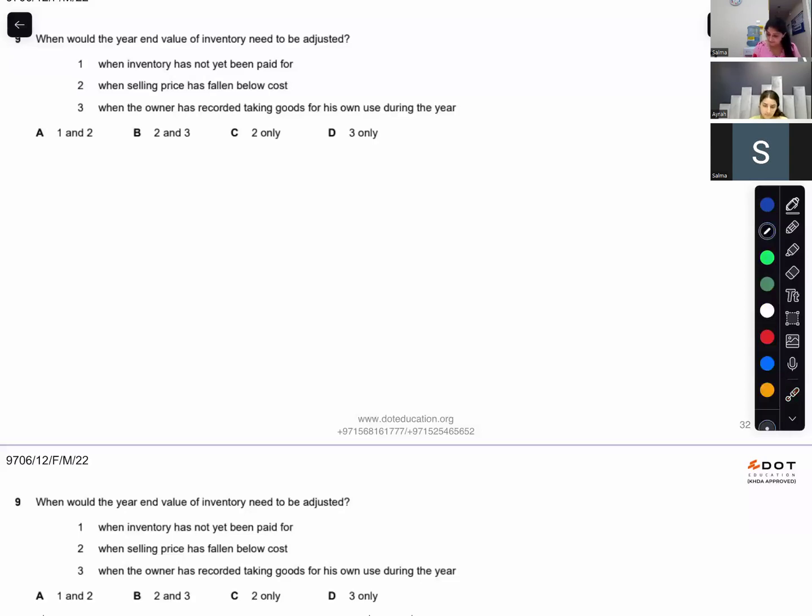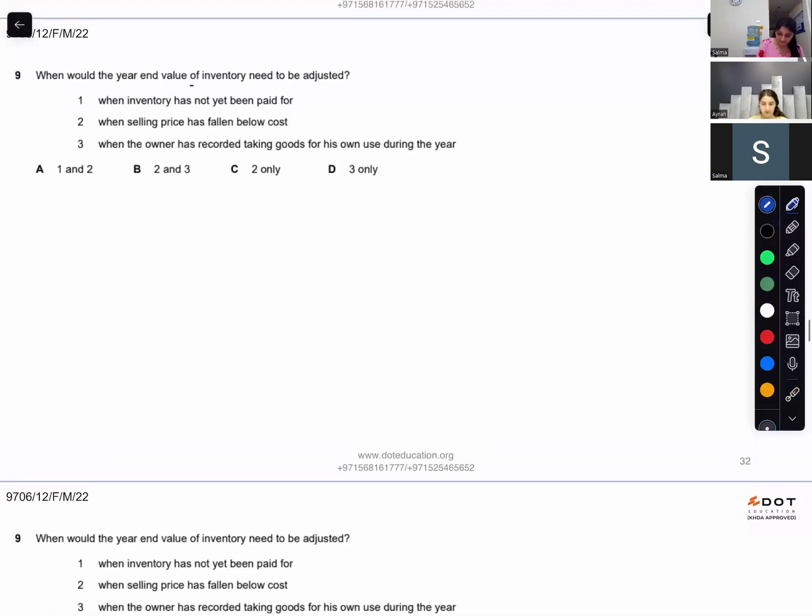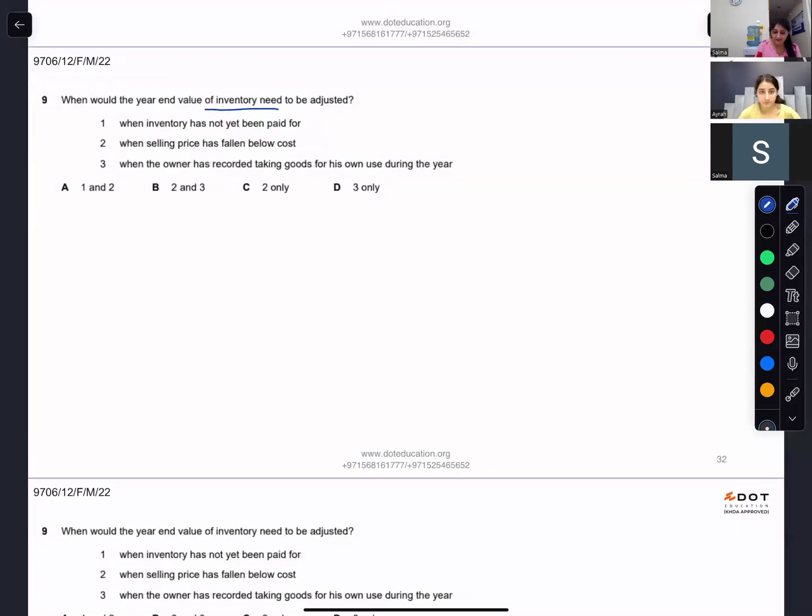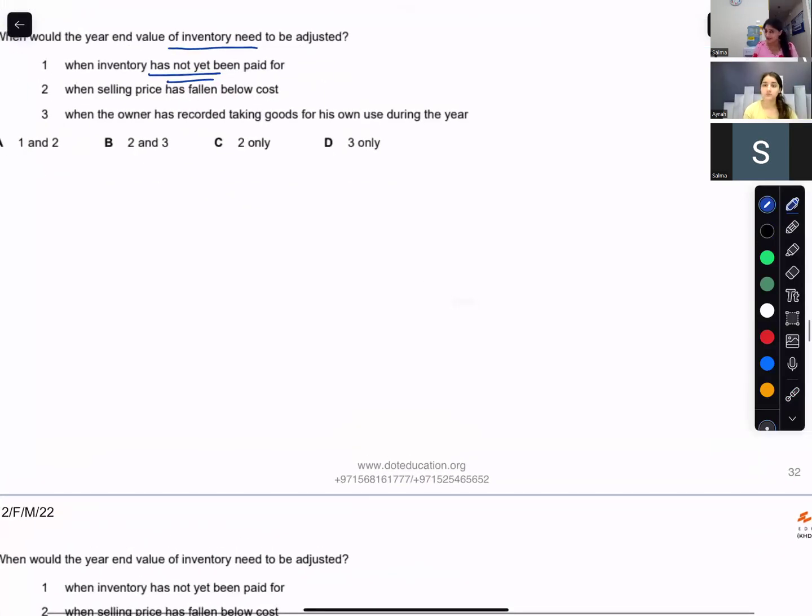When would the year-end value of inventory need to be adjusted? When the inventory has not yet been paid for. What is the meaning of this question? That you've gotten the inventory but you've not paid for it yet. No, what is the meaning of the question? When do you need to adjust your closing inventory? Even if you don't pay for inventory, it is still your closing inventory, right? So do you need to adjust it?